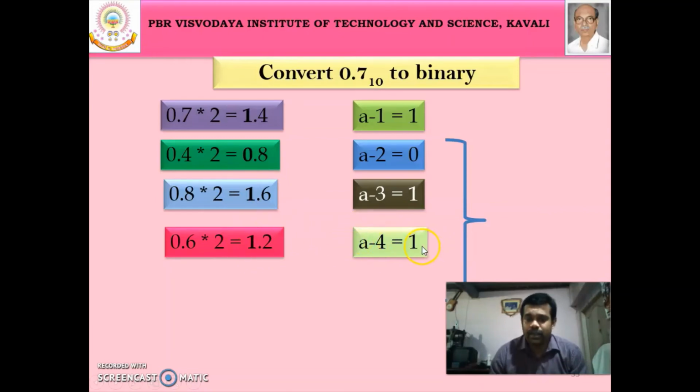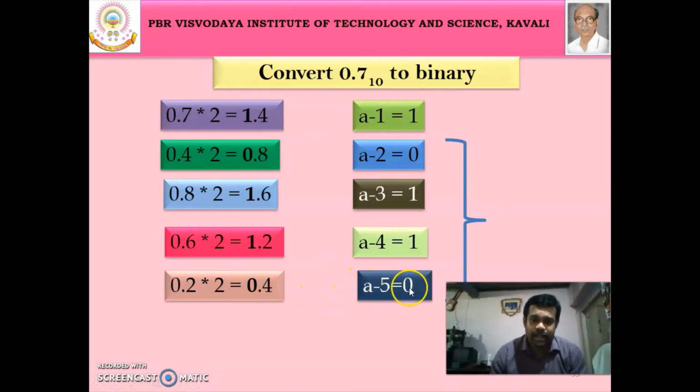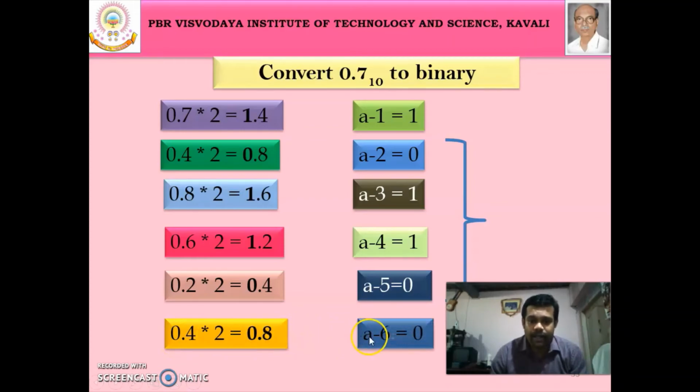as A4. Then this 0.2, again a fraction, we multiply by 2 and get 0.4. Since we get 0, we record it as A5. Then again this 0.4, when multiplied by 2, gives 0.8, and this 0 we record as A6. So in this particular problem, first we have 0.7. While multiplying by 2, we get 0.4.